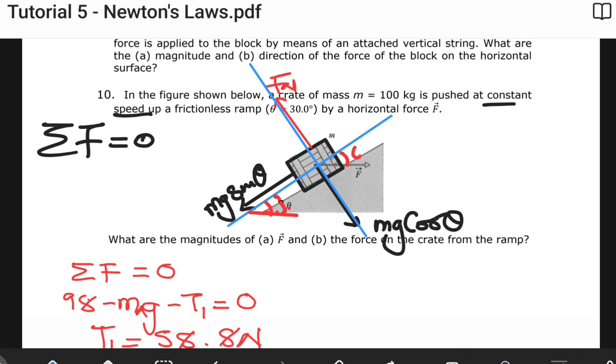So if this is theta, this also has to be theta. So this means that we can literally use theta there as well to resolve our force F. So the x component of F is going to be this side, and it's going to be side by side with the theta there, so it will be given by cos. So this component is going to be F cos theta.